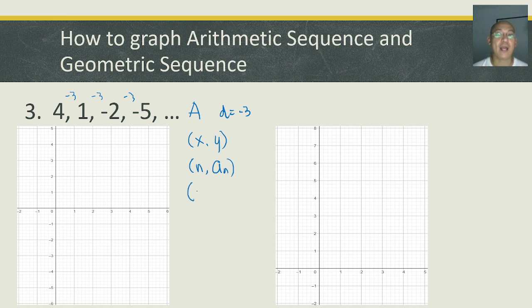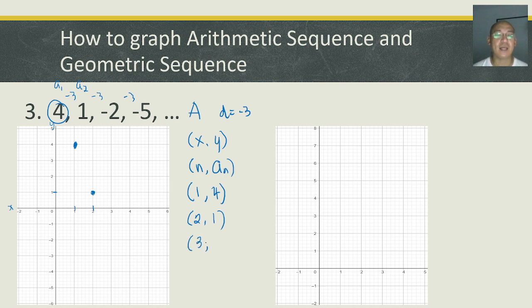So, if your n is 1, your first term is 4. So, where's that? This is your x and y. So, your first term is 1 is your x and 4 is your y. This one. Next, if your n is 2, then we have a sub 2 of 1. Then this is your x value, this is your y value, so therefore, this is your next point.